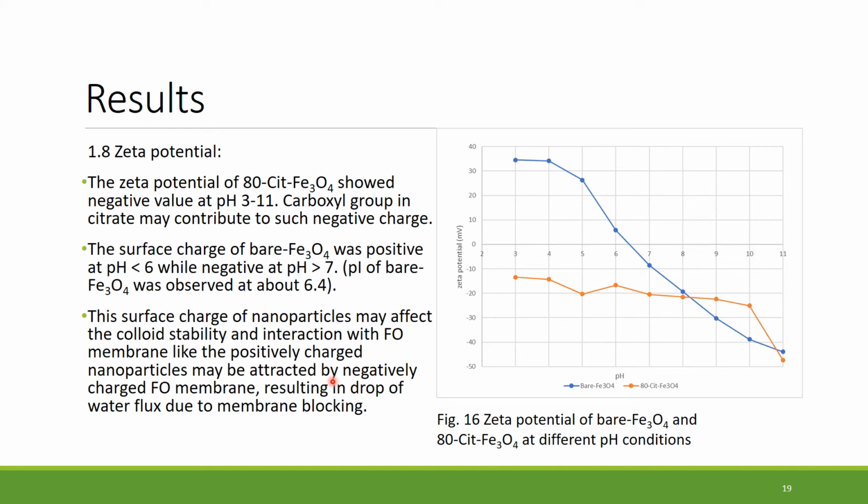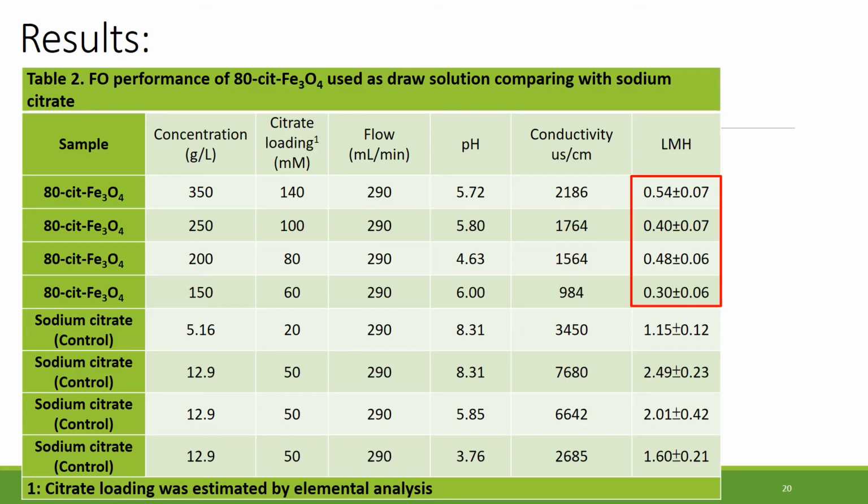The charge may interact with the membrane, as I mentioned, and then affect the FO process. So here are some results of the FO performance, focusing on the 80 degrees citrate-coated iron oxide. You can see that as the amount, that means the concentration of the citrate, increased, at quite neutral pH, the LMH observed increased from 0.3 to 0.5 something.